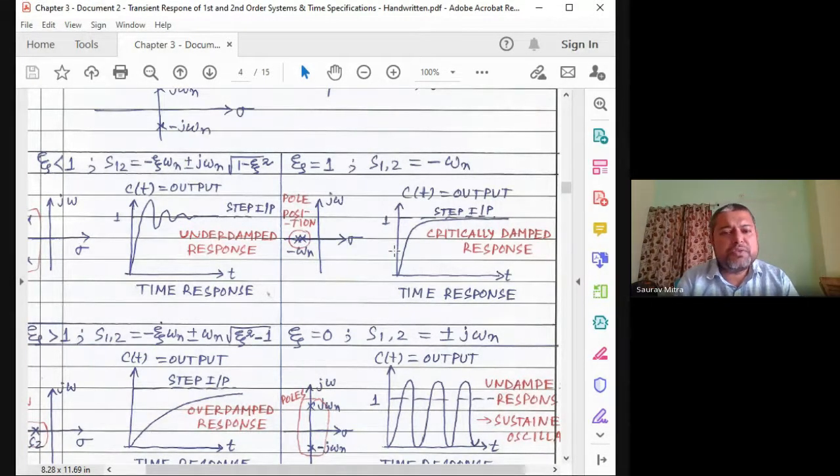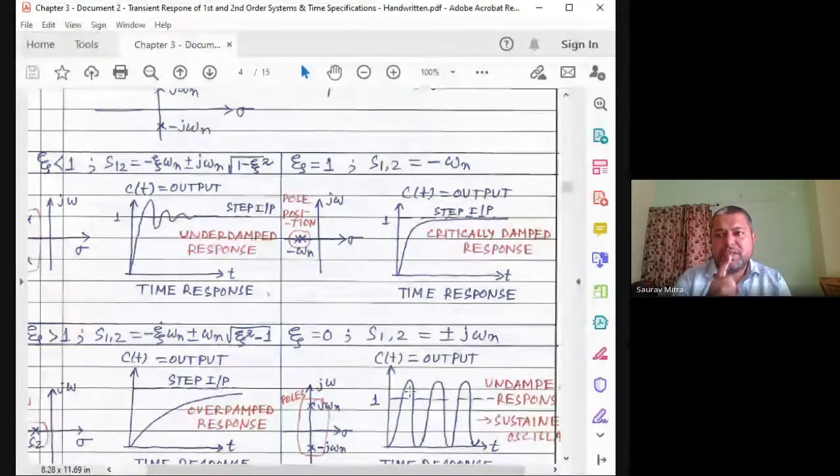So the first response we are going to plot is zeta equal to 0. These are 4 different systems. It is not that the same RLC circuit will produce all these 4 responses. No, they are 4 different circuits. That means there are 4 different sets of values of R, L and C. So for the first circuit, we will keep L equal to 1, C equal to 1, R equal to 0, and we will plot its step response.